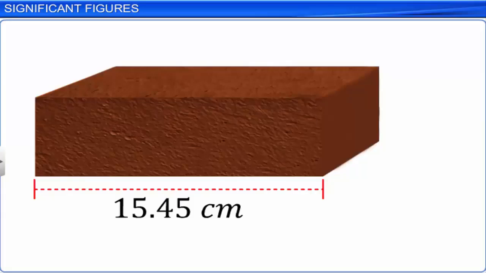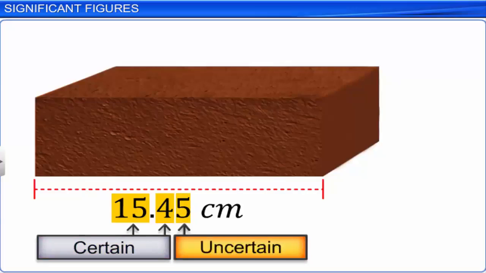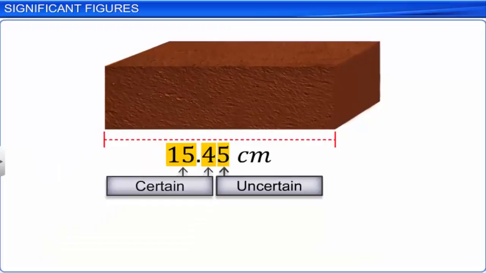In this measurement, 1 and 5 in the whole part and 4 in the decimal part are certain, while the 5 in the decimal part is uncertain. This 5 is uncertain because this is an approximate value. The values of many measurements in real life are decimal numbers. Digits in decimal numbers can be categorized as certain and uncertain.